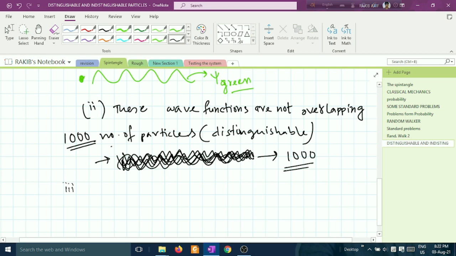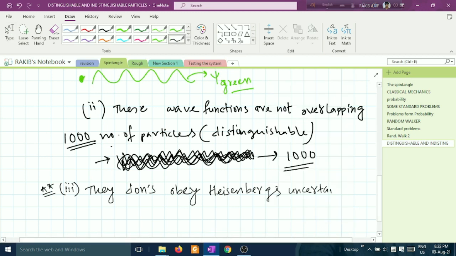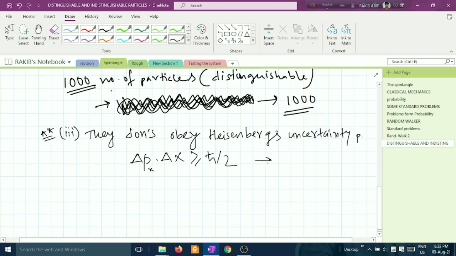Okay, let me write the third property. Very important property is the third property. They do not obey Heisenberg's uncertainty principle. Okay, what is Heisenberg's uncertainty principle? That delta p_x times delta x is greater than or equal to h-bar upon 2. This is only valid for the subatomic world.